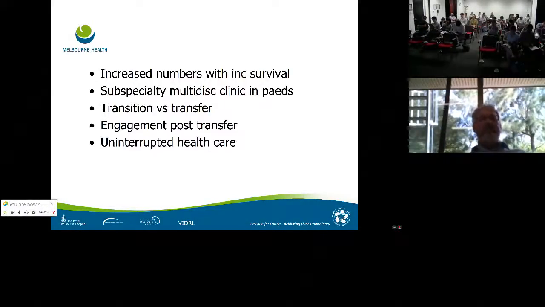It's not just a transfer. It needs to be a transition, and there needs to be engagement on both sides, pre and post the transfer, such that there is uninterrupted healthcare given.